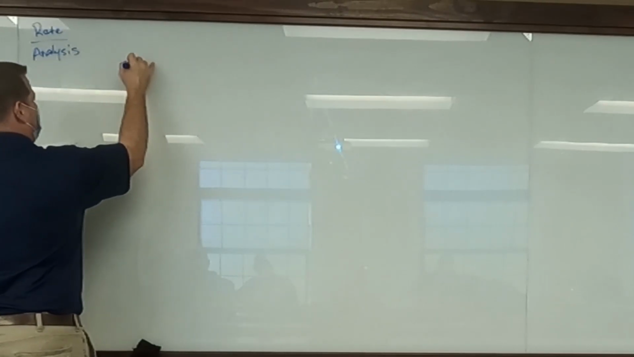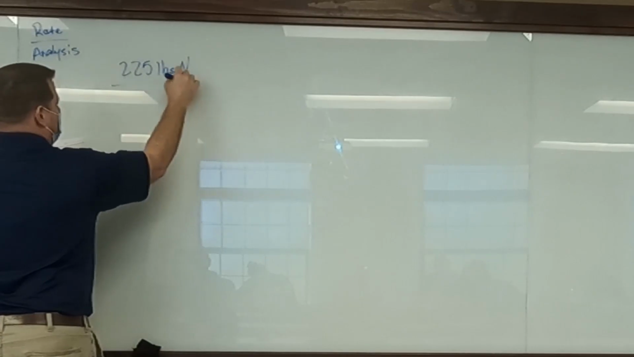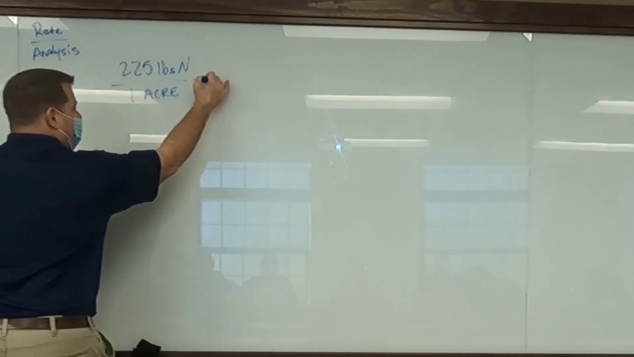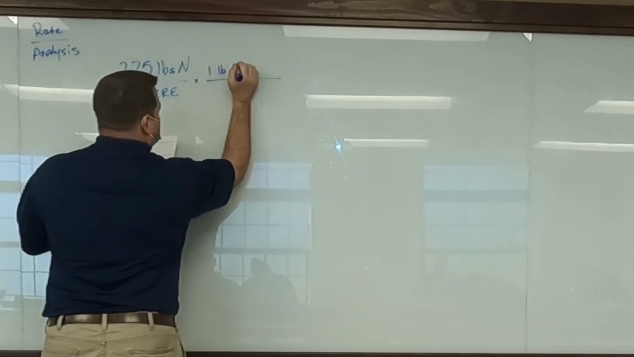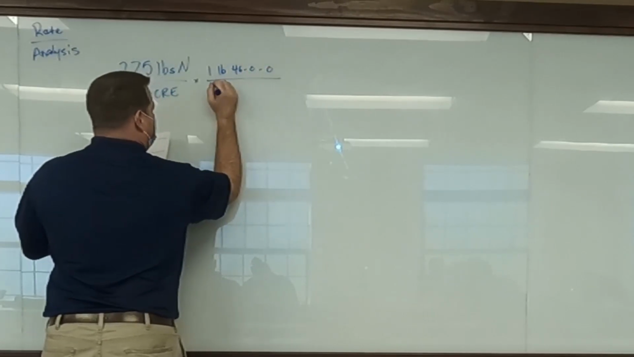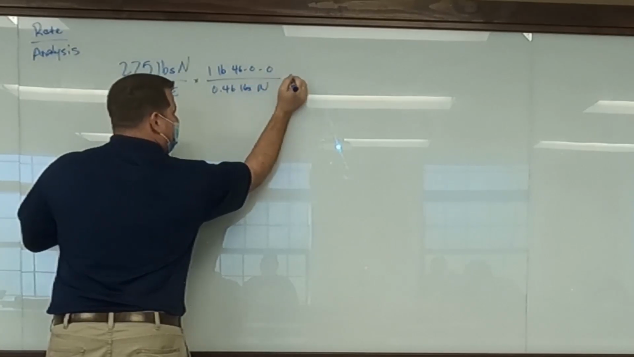So our rate over analysis. Our rate is 225 pounds of N for 1 acre. And our analysis: in 1 pound of 46-0-0, there are 0.46 pounds of nitrogen.